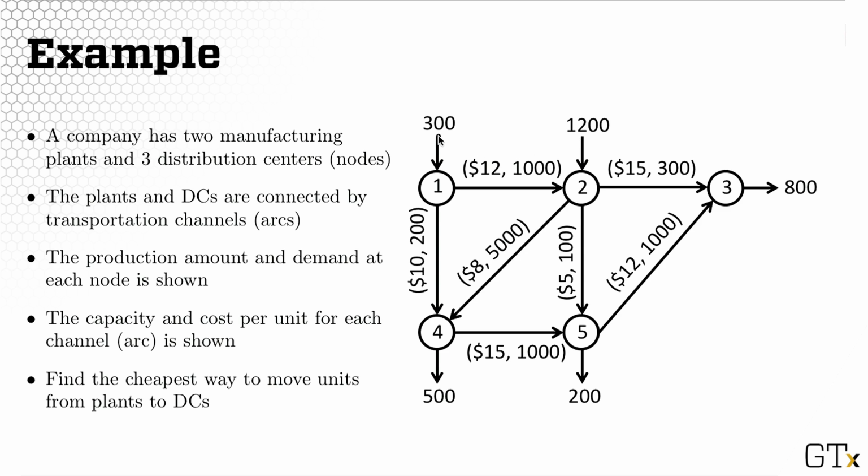One way to think about this particular example is that at these nodes, we have supplies. So we have 300 units of supply, 1,200 units of supplies. And then at these nodes, we have demands, 500 units, 200 units, and 800 units. Notice that the supply is equal to demand. The total supply is 1,500 units. The total demand is also 1,500 units. So the goal is, how do I match the supply and demand by moving stuff across these arcs so that we obey the transportation capacities, and we also minimize cost.